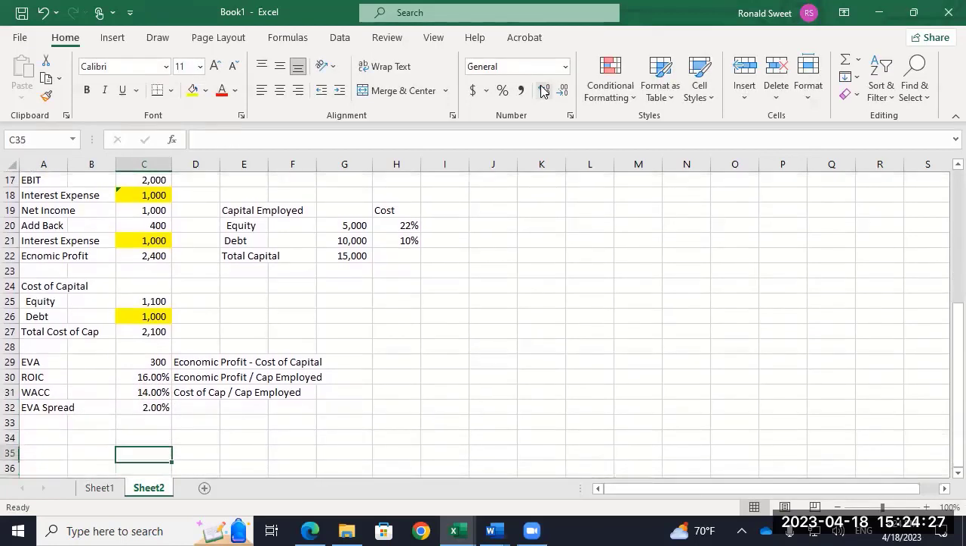All right, so I want EVA in dollars and in percents. Now USAA, we only showed it as a percent. We showed this number, we showed this number, and we showed this number. We never did it in dollars. So dollars is actually not that common.